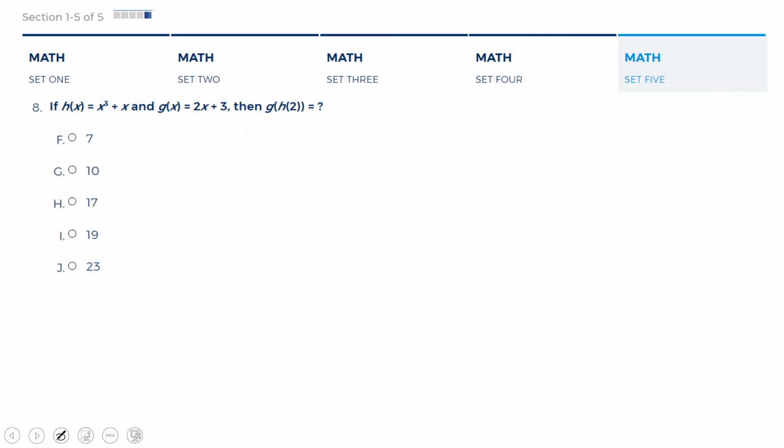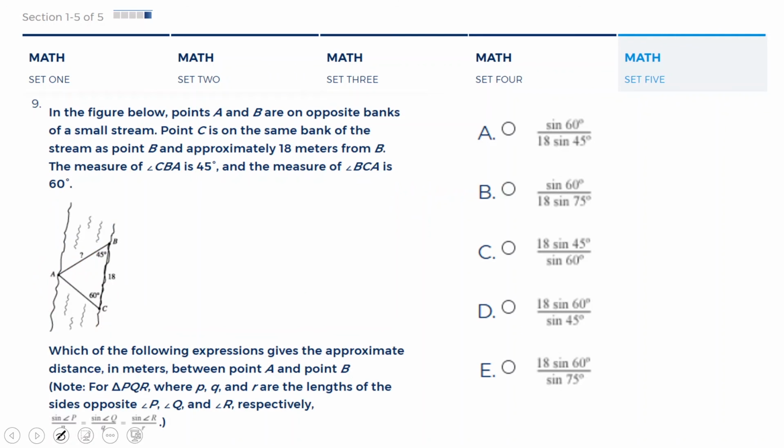Now, h of x is equal to x cubed plus x, g of x is equal to x plus 3, so g of h of 2. Let's not make a mistake. Let's do h of 2 first. H of 2 is equal to 2 cubed plus 2, that's equal to 10. And then g of 10, that's equal to 13, J. All right, we're almost done.